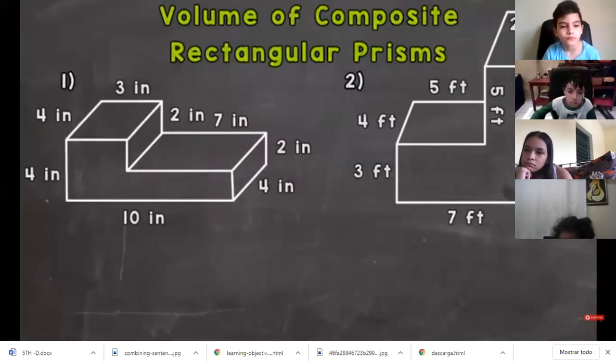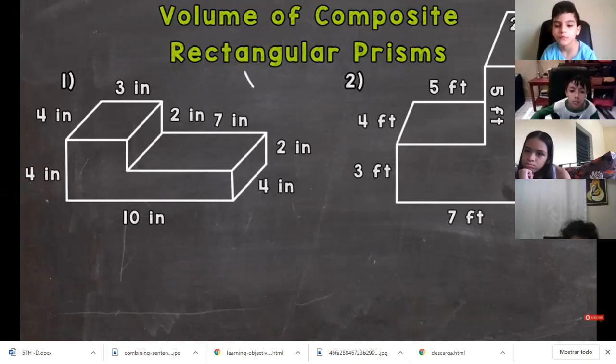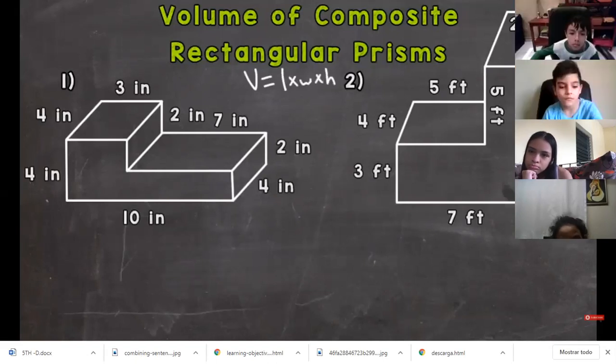Welcome to Math with Mr. J. In this video, I'm going to be covering how to calculate the volume of a composite rectangular prism. On your screen, you'll see 2 composite rectangular prisms, and we're going to find the volume of both. You might remember the formula for volume is length times width times height. And remember, volume is the amount of space a 3-dimensional object takes up.